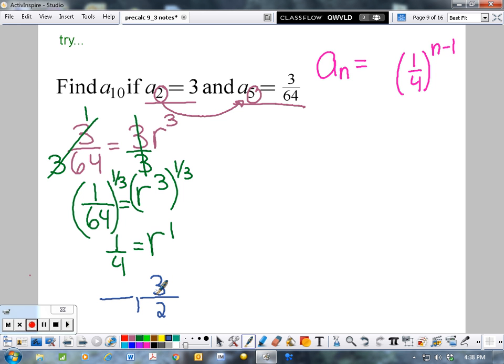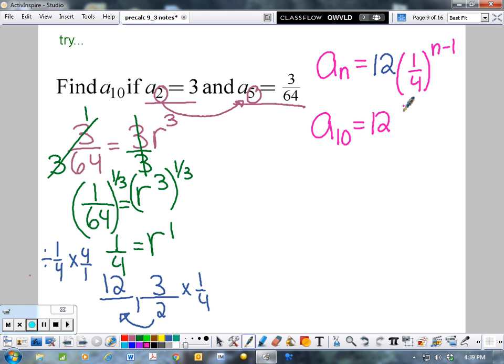So if I'm going to move forward, I'm going to times by 1/4. But if I want to move backwards, I want to divide by 1/4. And the opposite of dividing by 1/4 is timesing by the reciprocal. So I times by 4 to move backwards, and I get my first term of 12. So this 12 will go right here. And now I can use that to find my 10th term. So a of 10 is going to be 12 times 1/4 to the 9th power.